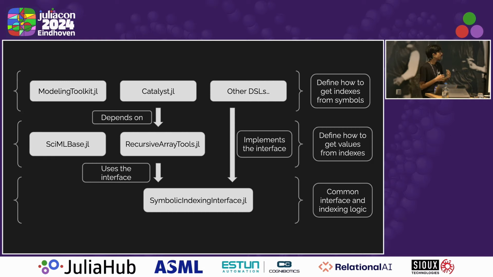With the library added, this is the package hierarchy that we get, where SymbolicIndexingInterface has an interface, as the name would suggest. The top level libraries will implement the part of the interface that tells how to get indexes from symbols. And the data structure libraries, SymL base and RecursiveArrayTools, will implement the interface that allows translating all of these indexes that you get from the symbolic variables into actual values from the data structures. And all of the indexing is done in SymbolicIndexingInterface. So since we have one common implementation, everything just works exactly how you'd want it to.